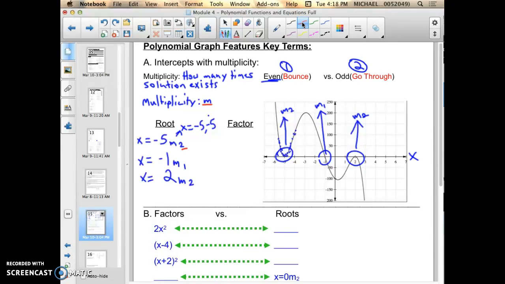Now in factored form, the relationship between multiplicity and the root in factored form is that multiplicity means how many times the factor shows up, and we're going to denote that with a power.